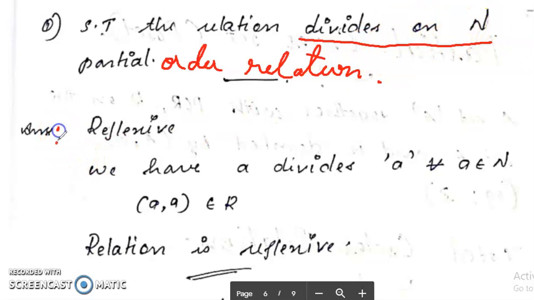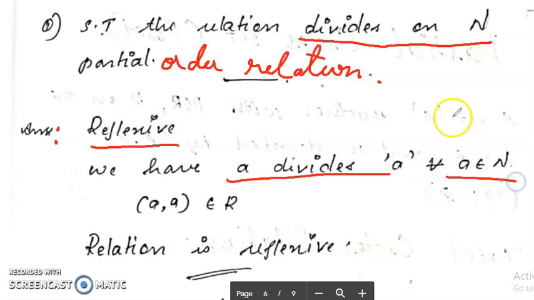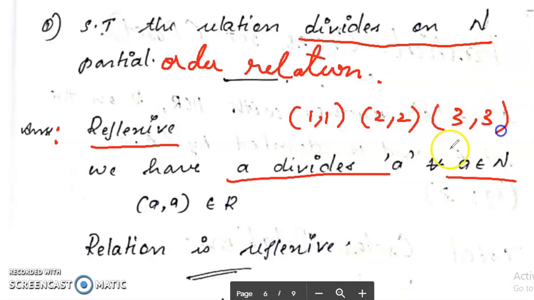So, first thing to prove partial order, we need reflexive. Reflexive means we have A divides A for every A in the set. That means 1 divides 1, 2 divides 2, 3 divides 3. What do you mean by divides? Remainder will be 0, right? So 3 divided by 3, remainder 0. So here A divides A, so (A, A) is an element of R.